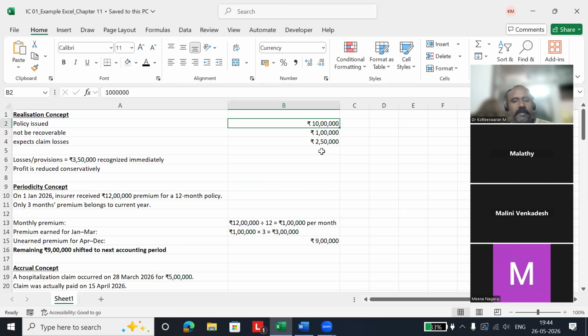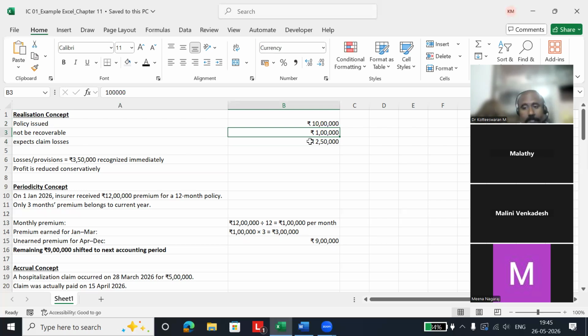Policy issued: we have given the policy for 10 lakh rupees. Not recoverable means, in this 10 lakh rupees, 9 lakh premiums they have paid. They have not paid the 1 lakh rupees premium yet, and we are thinking that 1 lakh premium may not come. The expected claim losses are 2 lakh 50,000 rupees. We are also expecting claims of 2 lakh 50,000 rupees for a person. This 1 lakh premium is not paid yet.